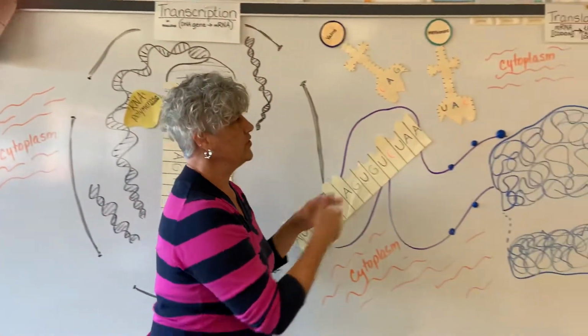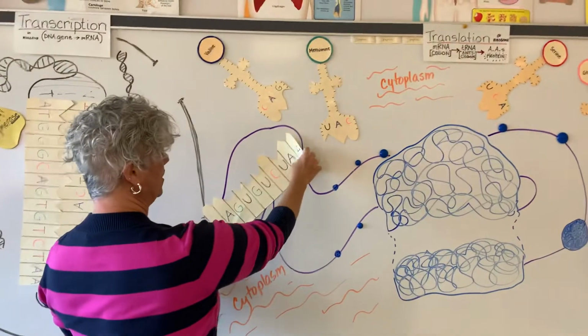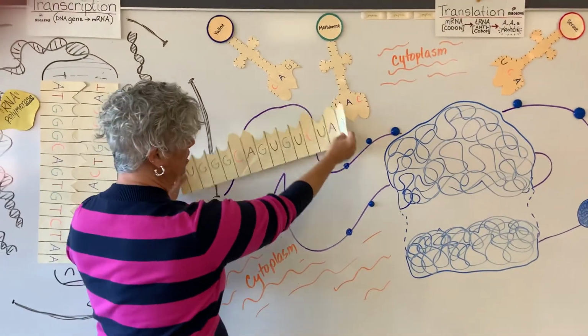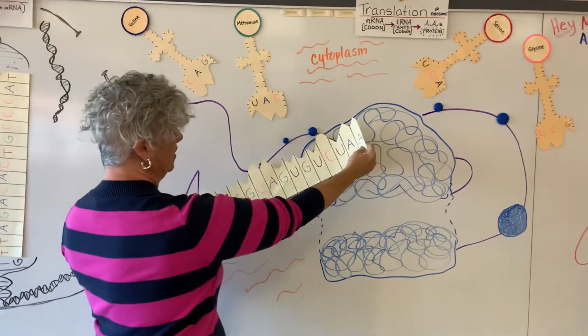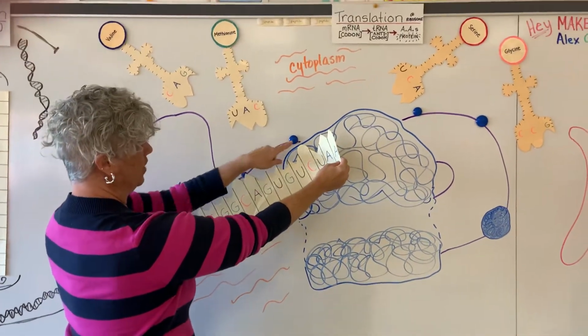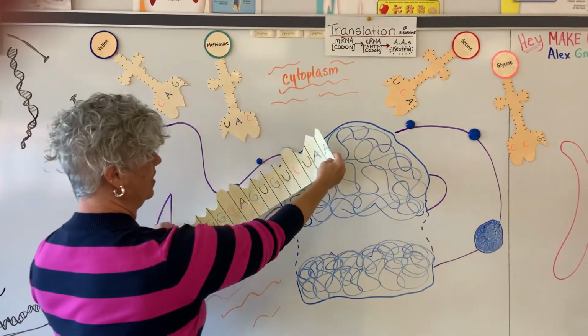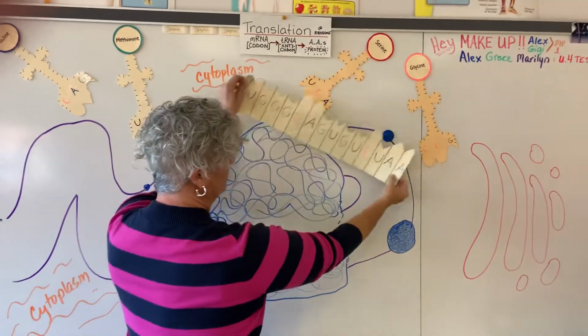So now we'll move to Act 2. So here's our mRNA, messenger RNA. It's going to travel along the ER. Notice that here we have some ribosomes attached to the ER, so now it's rough ER.